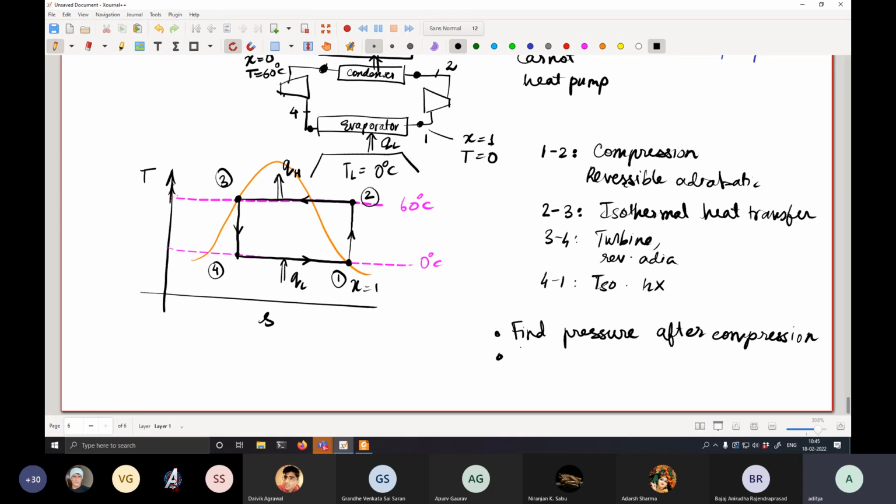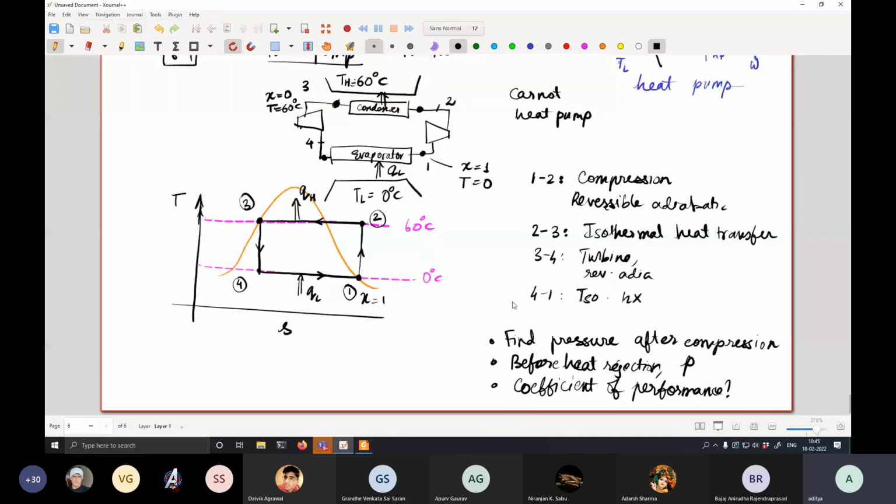Find the pressure after compression, before heat rejection, what is the pressure, and what is the coefficient of performance. These are the questions. So let's do it.